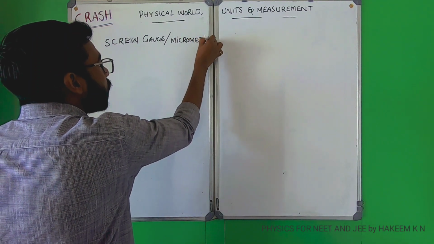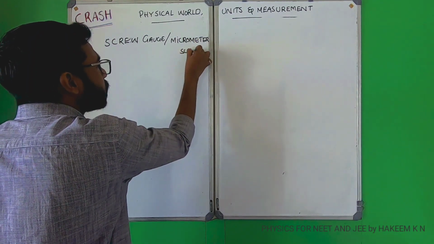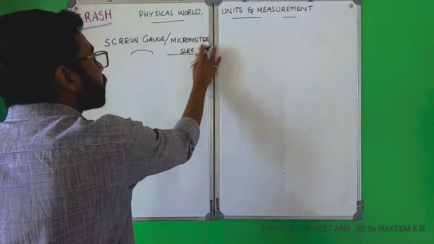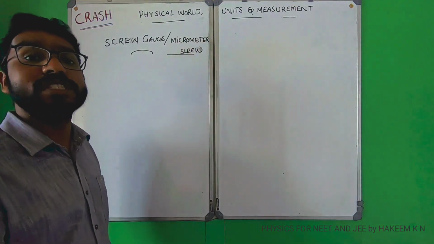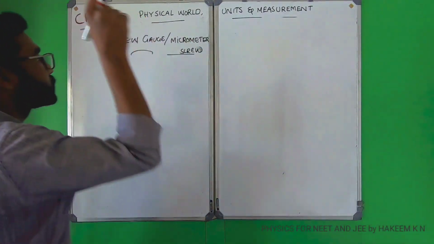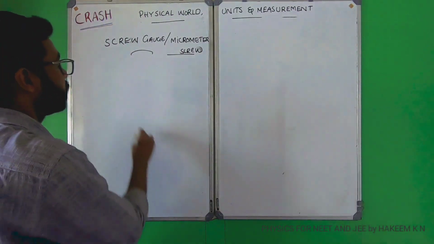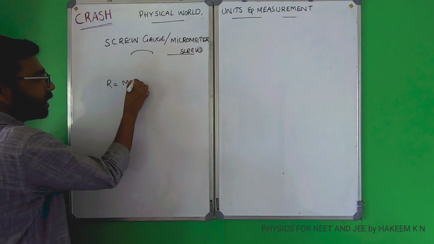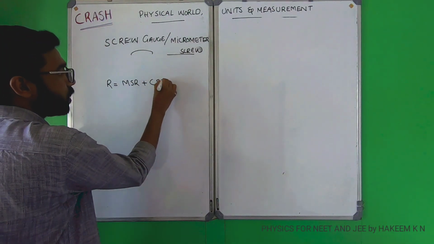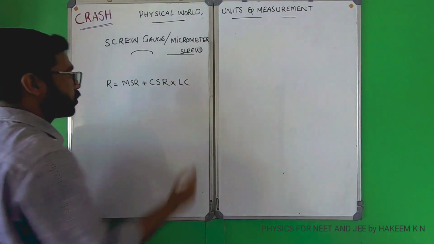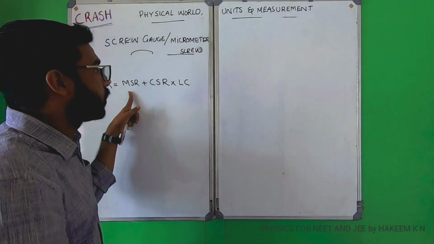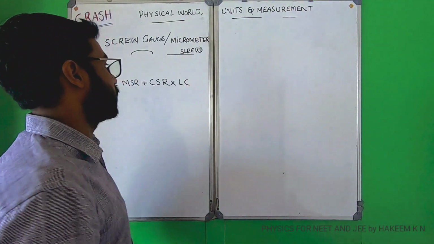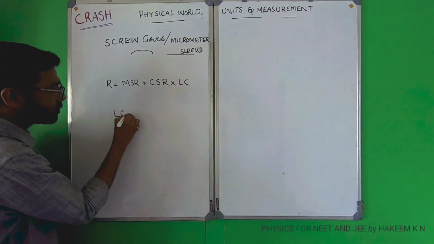Micrometer screw. When questions are coming about spherometer, then also you can use the equations of screw gauge. Reading on screw gauge is equal to main scale reading plus circular scale reading into least count. Main scale reading is pitch scale reading, circular scale reading is actually head scale reading, the circular scale, and least count.